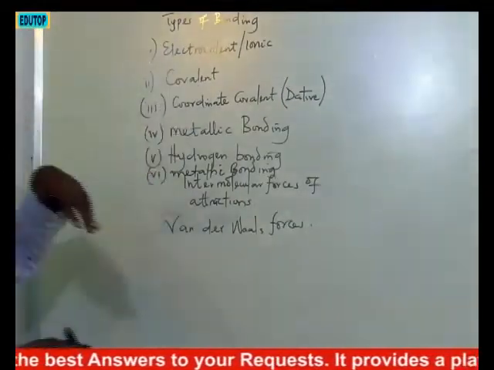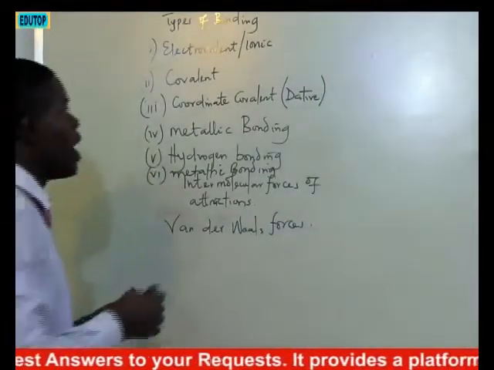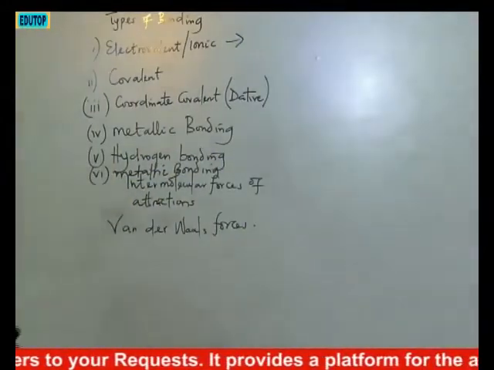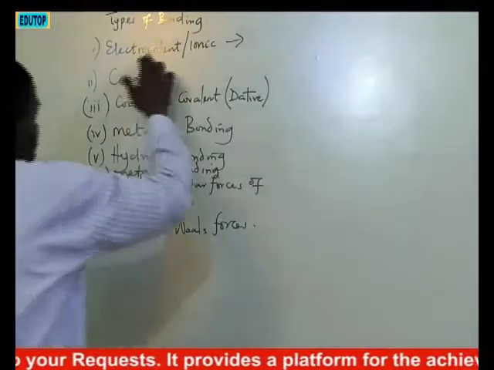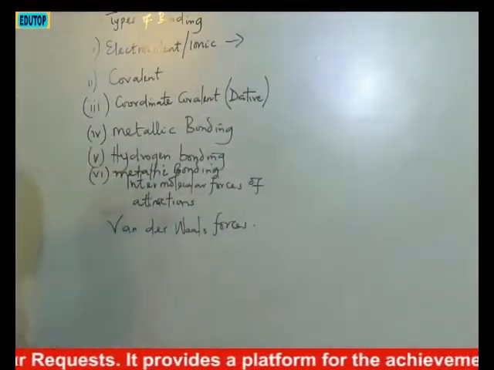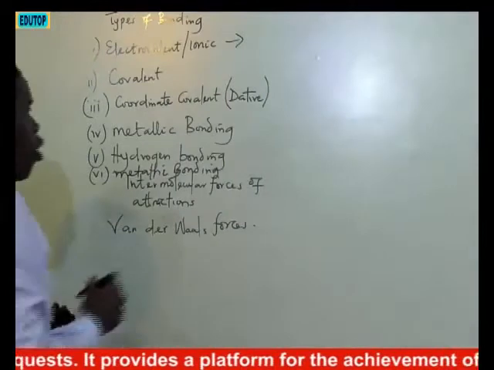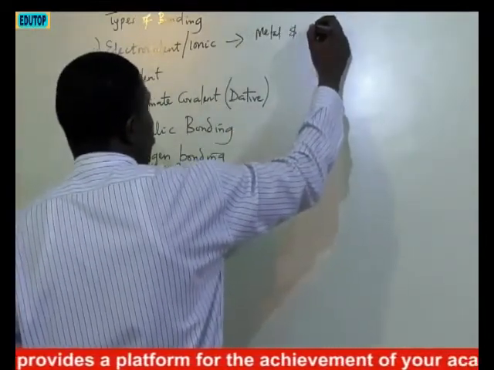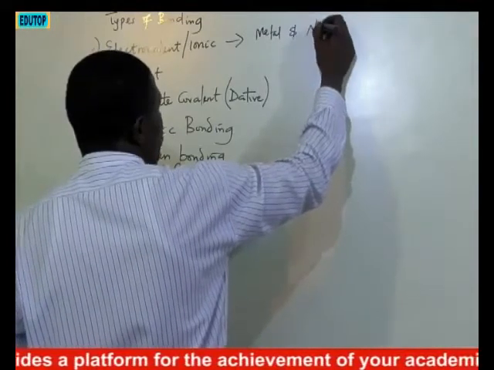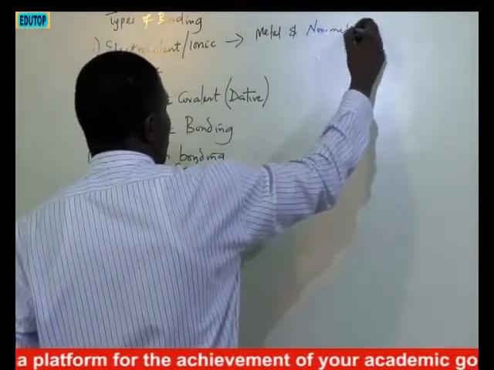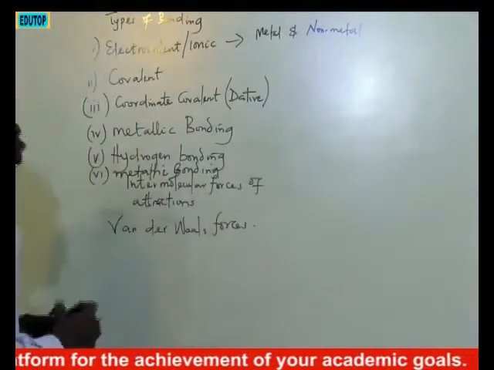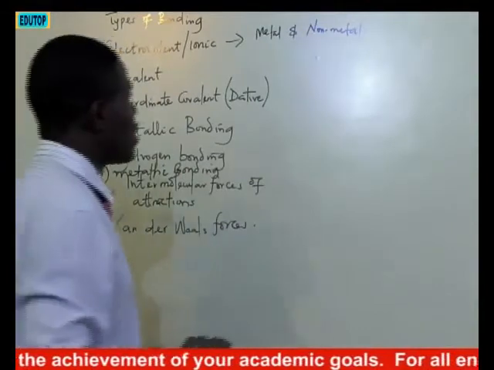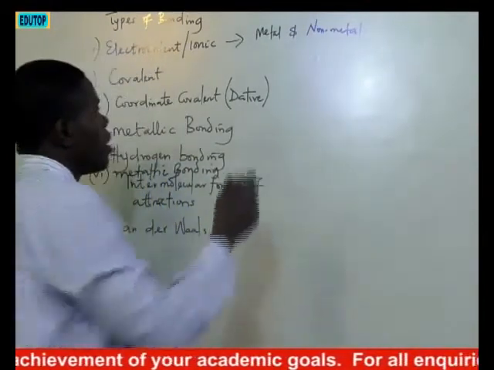Then electrovalent or ionic bonding. In electrovalent bonding, which we ought to have learned in our previous lessons, I just want to summarize. Electrovalent bonding is a bonding that occurs between a metal and a non-metal. And sometimes, because this is UTME, they can afford to stretch you more than your limit.